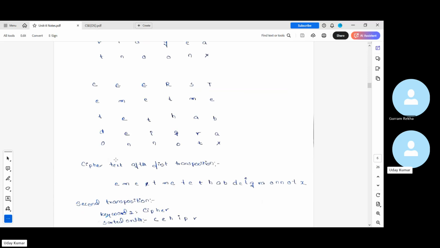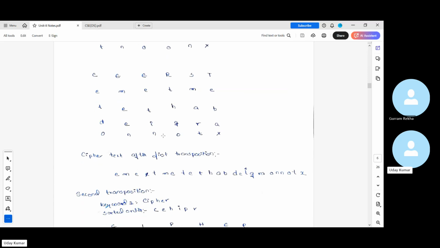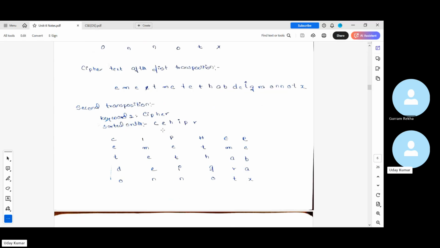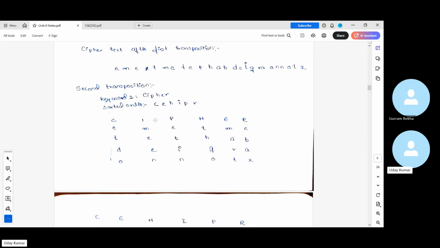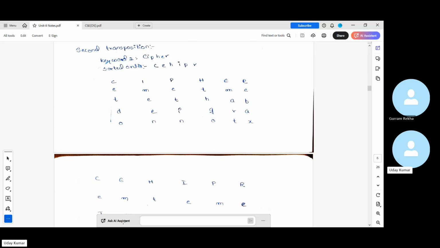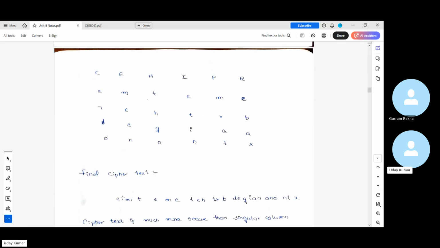This is the ciphertext obtained after the first transposition. Now the second transposition, students, you use another key. You are using two keys here. Okay, the other key is cipher. Now you rearrange that in lexicographical order, that is A to Z. Okay. Now, once you get that, first write cipher, and whatever text you got here, you write it here. And after that, again you rearrange. Once you rearrange, you'll get it.